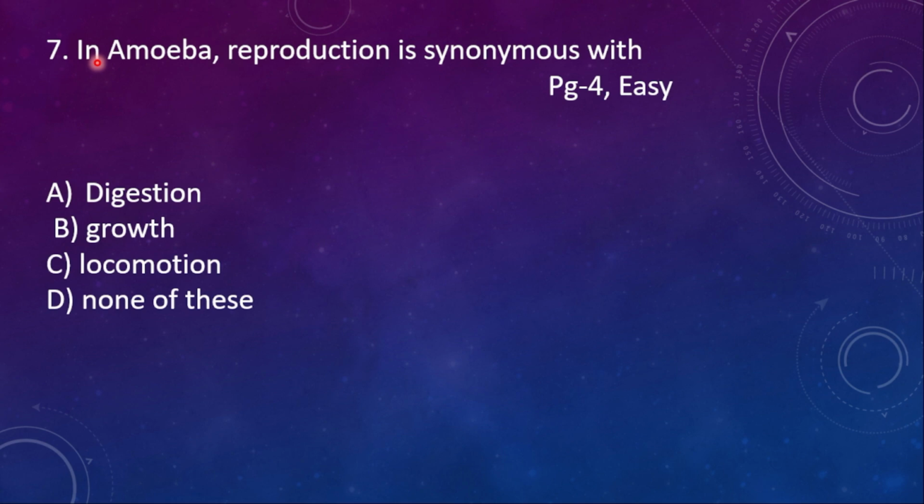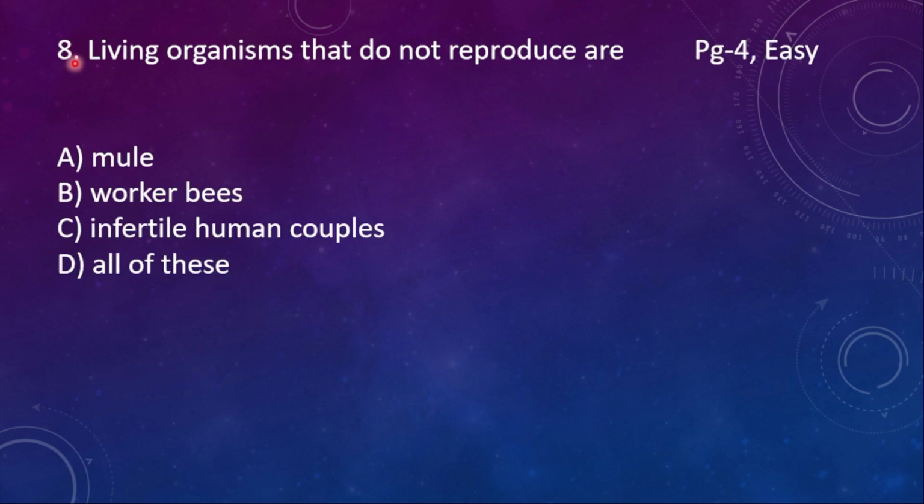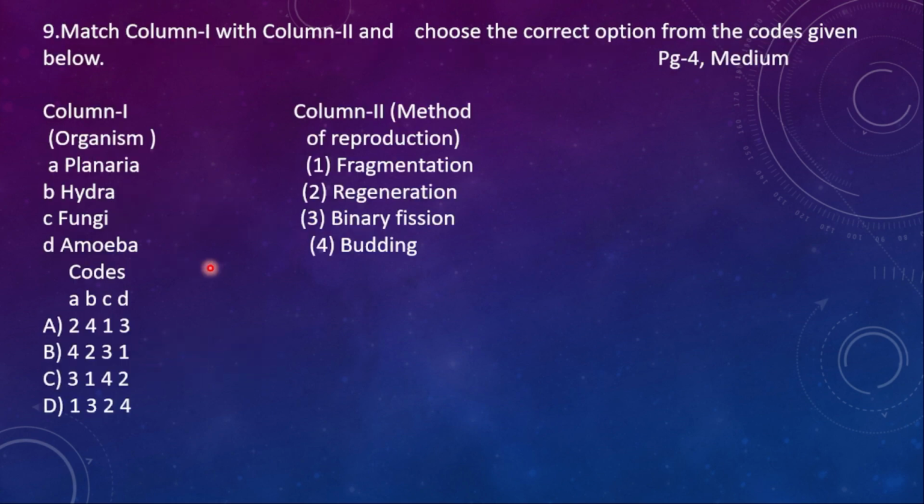And then the seventh question. In amoeba, reproduction is synonymous with, and synonymous means the same thing, digestion, growth, locomotion, or none of these. In amoeba, reproduction itself is one kind of growth. Eighth one. Living organisms that do not reproduce are mules, worker bees, infertile human couples. All of this is correct.